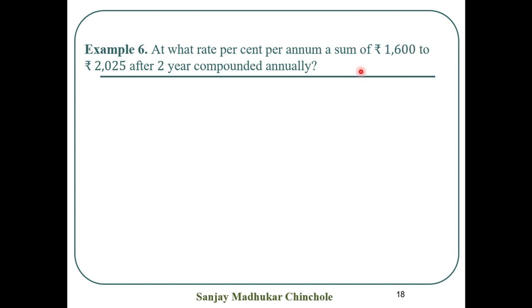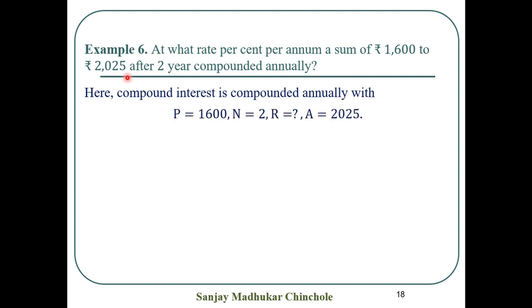Means the principal amount is given to be rupees 1600, and this amount after 2 years compounded annually is given to be 2025. Means A is equal to 2025, number of years n is equal to 2, P is equal to rupees 1600, and the rate is not given. We have to find the rate of interest, and it is compounded annually.